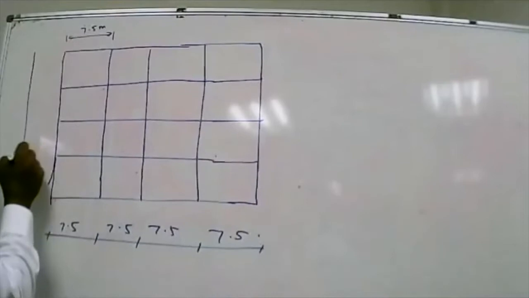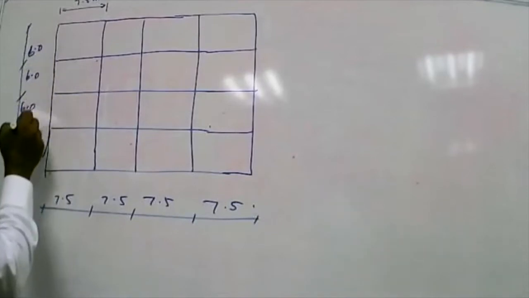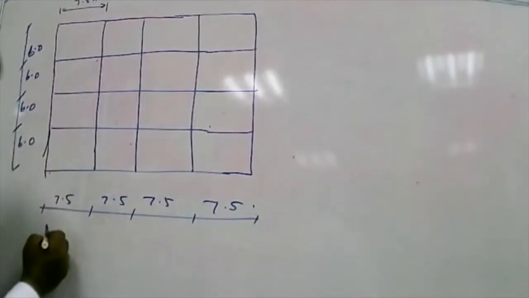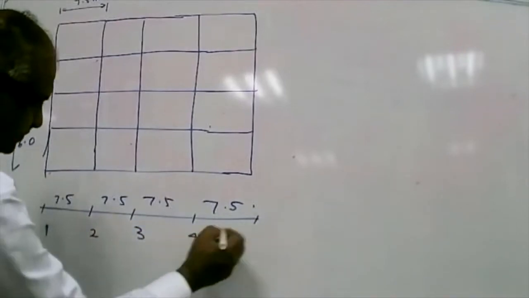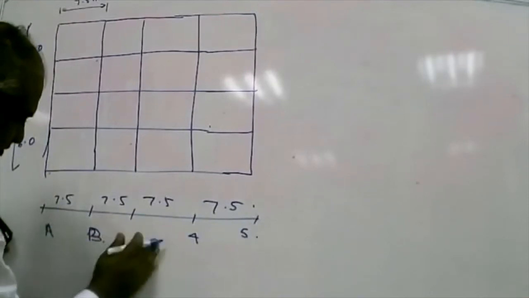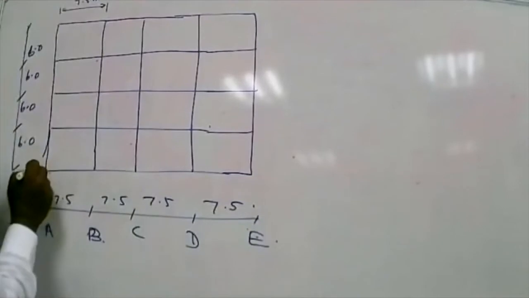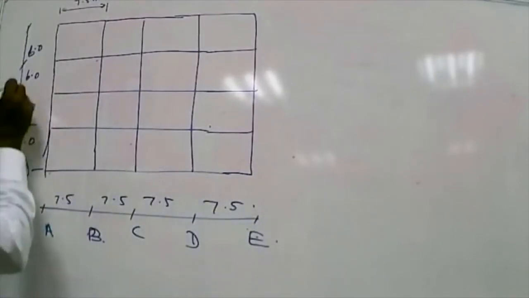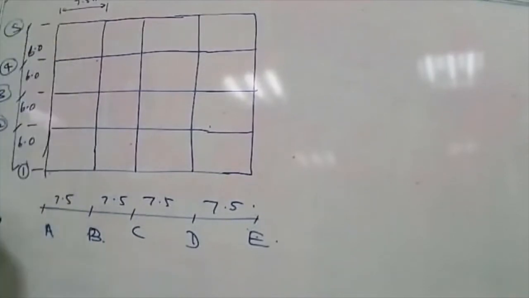This way, we'll have 6 meters each. This way, 1, 2, 3, 4, 5, sorry, A, B, C, D, E. This way 1, 2, 3, 4, 5. So in this, now this is a 10-story building.